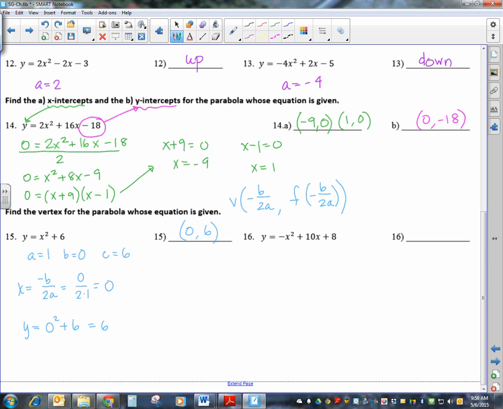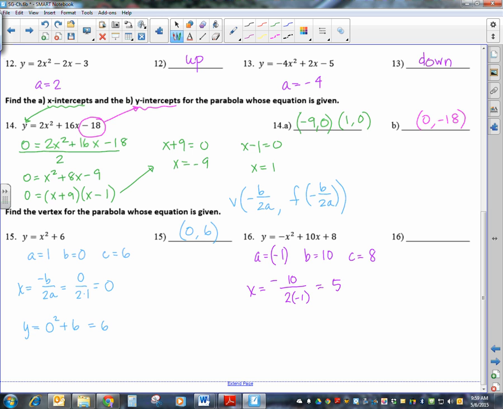Okay, let's look at another one. a equals negative 1, b equals 10, c equals 8. So you do your x-coordinate first, negative b over 2 times negative 1. I'm putting parentheses around it because it's negative. I have two negatives in here, so my answer is going to be positive, and 10 over 2 is 5.